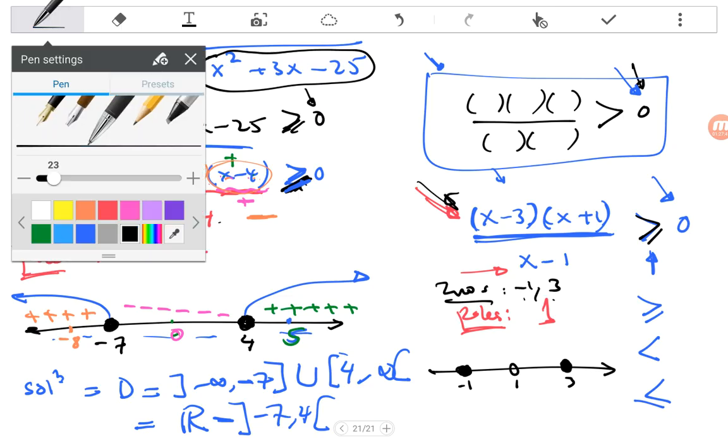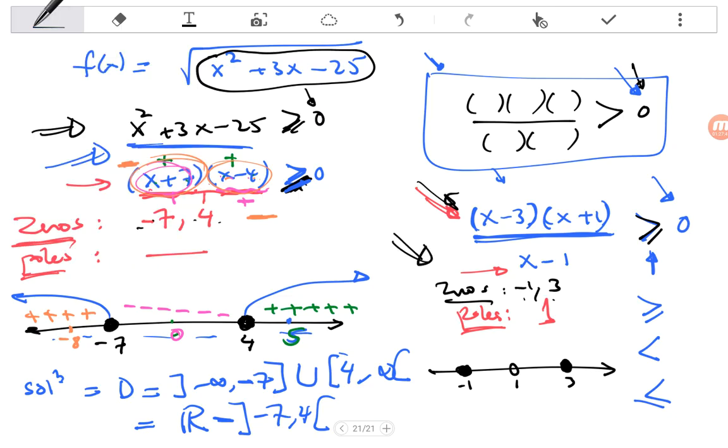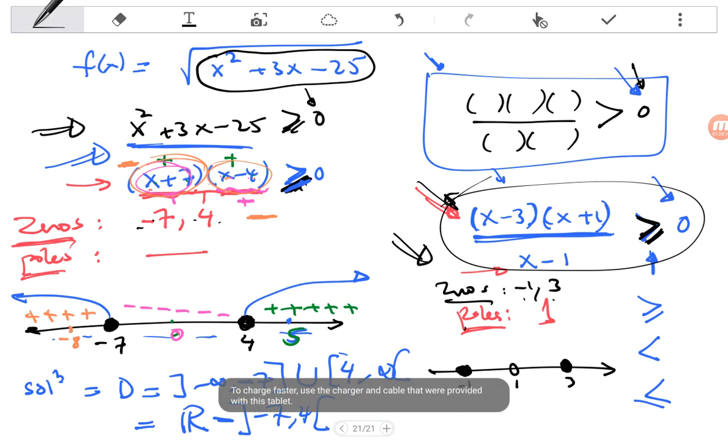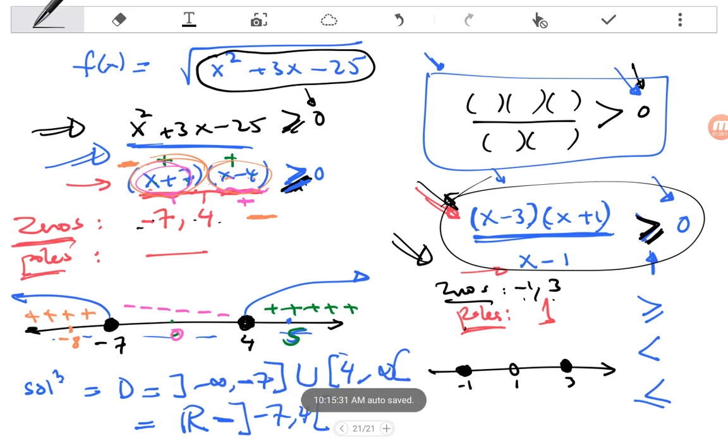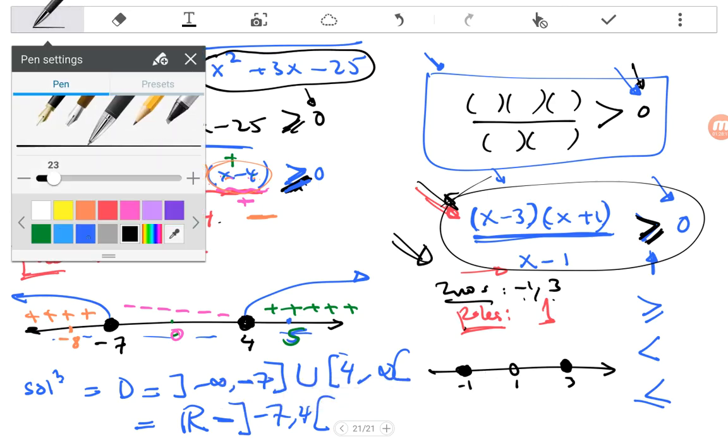Okay? So, for example, for this problem, if I need to find the solution of this inequality, we just found the zeros and the poles, and we have shaded the zeros and not the poles. The poles are never shaded. Then the next step is to find the signs for the in-between. How would I do that?